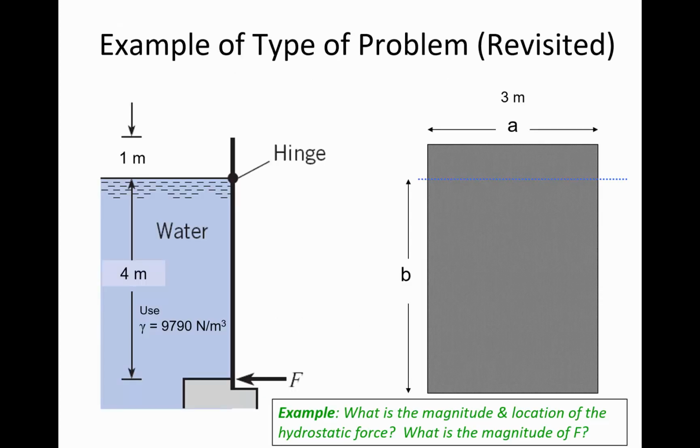Okay, back to this original problem. I introduced this as the type of problem that we're going to solve this semester. So we said that it was 3 meters wide, 4 meters deep. This is water, so let's just say it's 20 degrees Celsius water, which would give us a unit weight of 9790 newtons per meter cubed. And so we're going to go through the process of calculating the magnitude and the location of the hydrostatic force.